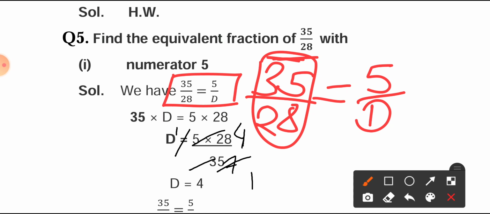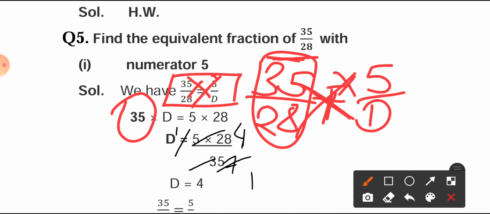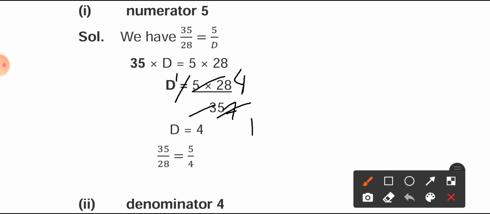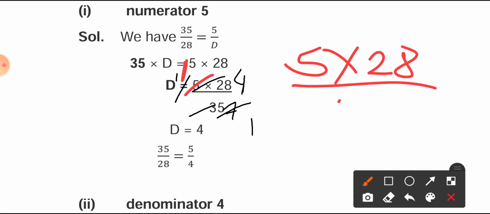As they are equivalent fractions, we know that the property of equivalent fractions says that 35 multiply d is equal to 28 multiply 5. Using the property only we have to find the answer. So 35 multiply d is equal to 28 multiply 5. Now in the previous question we have seen that if it is given in multiplication we have to change it into division.